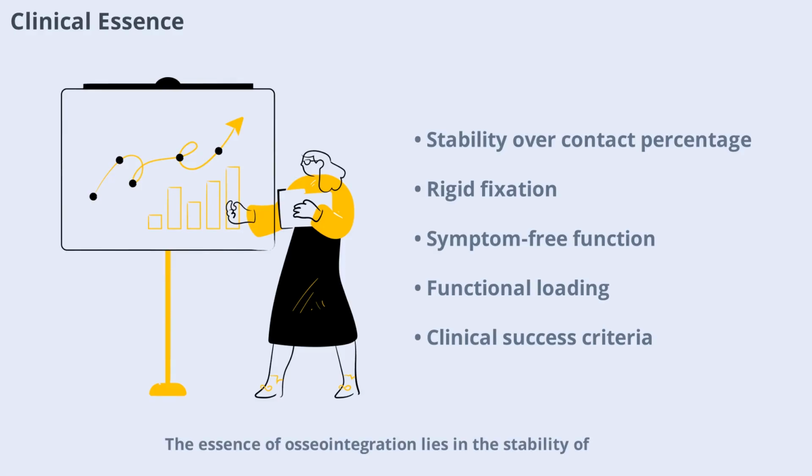The essence of osseointegration lies in the stability of fixation rather than the absolute degree of bone contact. Clinically, it is defined by the asymptomatic, rigid fixation of the implant in bone during functional loading. This means that even if the bone-implant connection is not 100% complete, as long as the implant remains stable and symptom-free, osseointegration is considered successful. This practical approach allows clinicians to focus on functional outcomes rather than histological perfection.